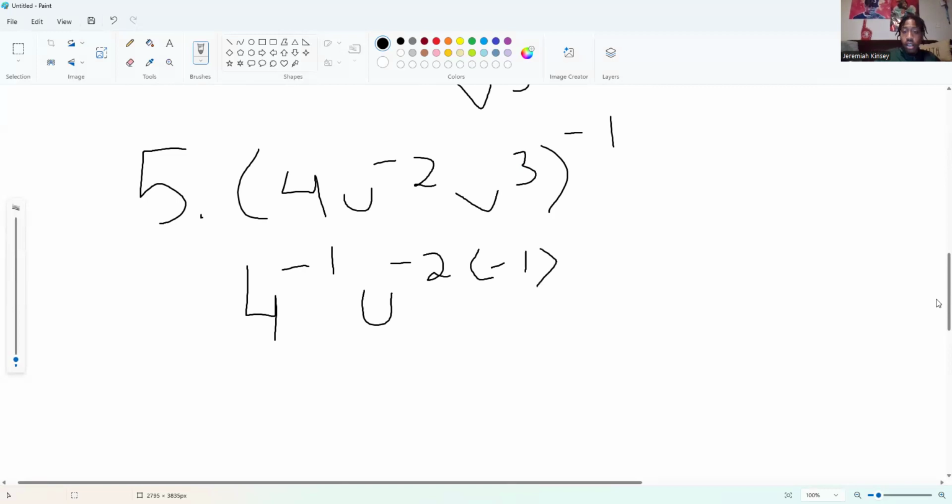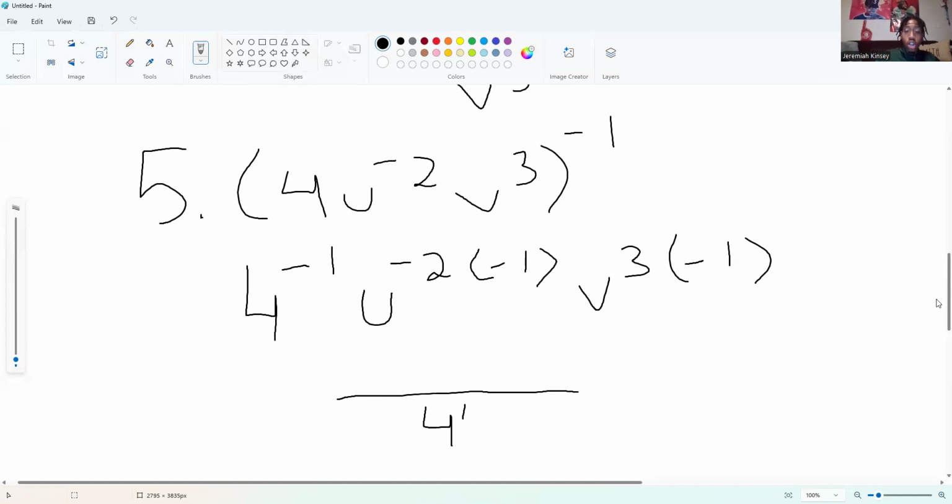And then V to the third power times -1 as well. So we distribute that exponent to each term within the parentheses. 4 to the -1 is going to go to the bottom, and let's create a fraction bar so we'll know what's on top and what's on the bottom. That 4 to the -1 is going to be 4 to the 1 on the bottom, which is just 4, right? U to the -2 times -1.